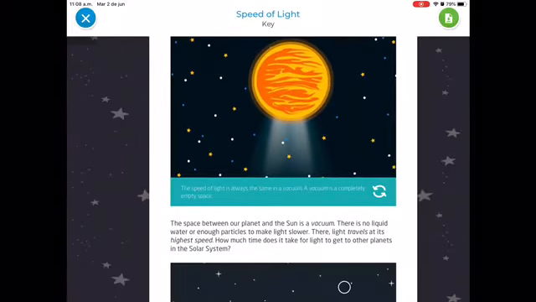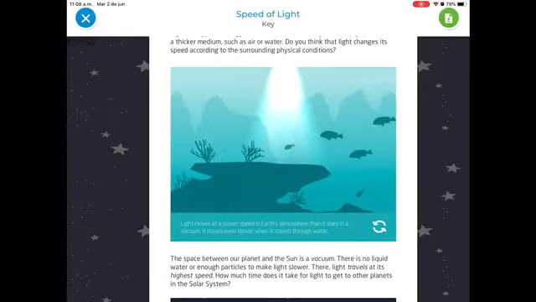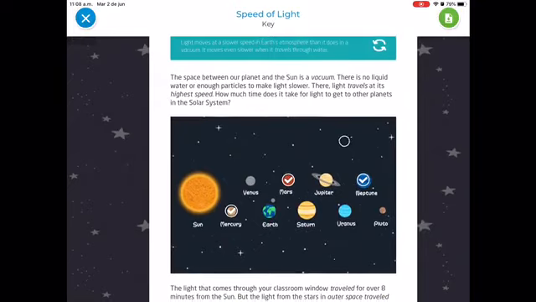What do you guys think? Okay, let's find out a little bit more about it. The speed of light is always the same in a vacuum. A vacuum is a completely empty space. So I already answered the question. Yes, it travels faster in an empty space, okay? Now, light moves at a slower speed in Earth's atmosphere than it does in a vacuum. It moves even slower when it travels through water, okay?